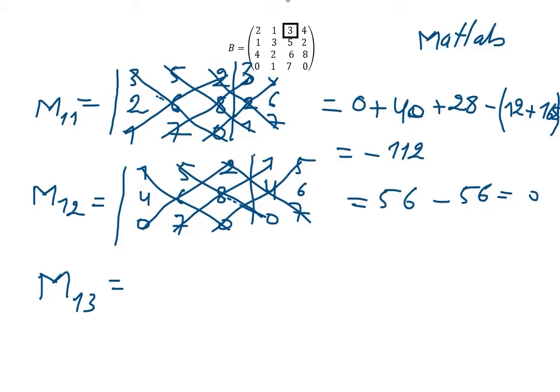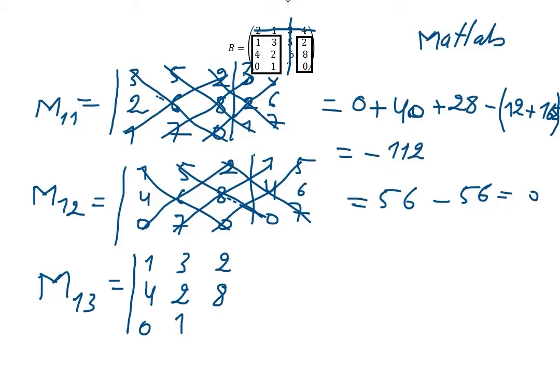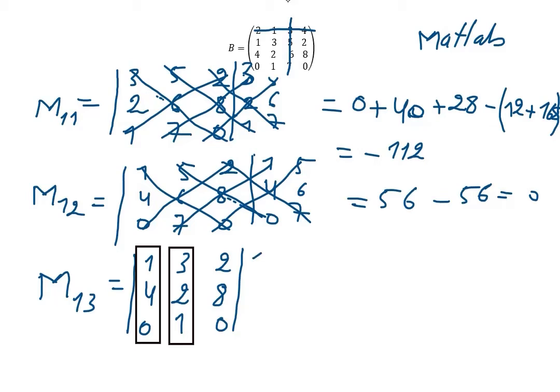here it is the minor for this entry here, 3, so we will arrange this row with this column, and we'll get this matrix, which is 1 3 4, 2 0 1 and 2 8 0, so 1 4 0, 3 2 1 and 2 8 0, and write these two columns here, so 1 4 0 and 3 2 1.